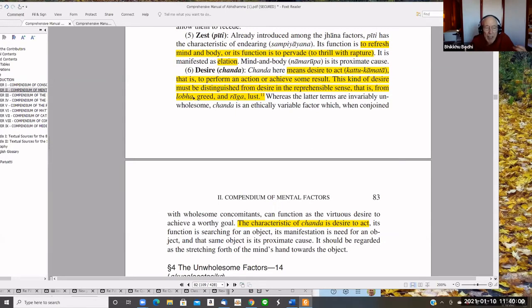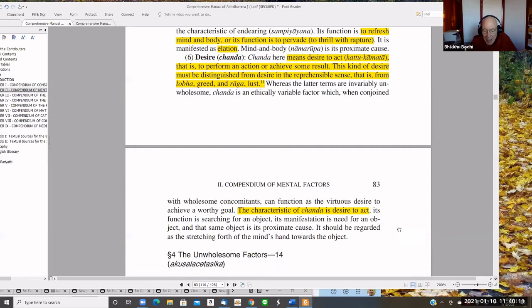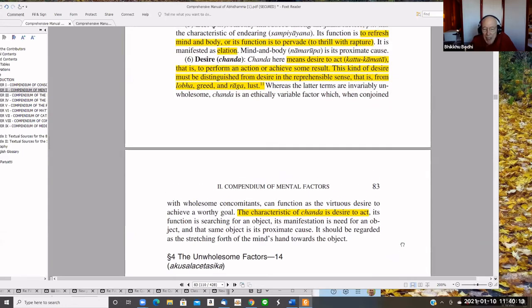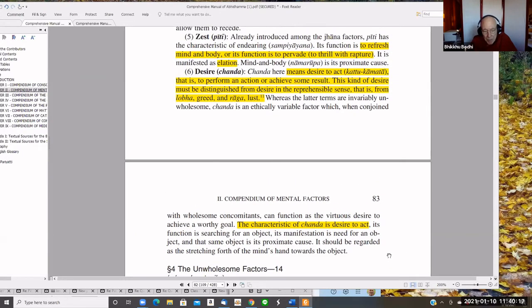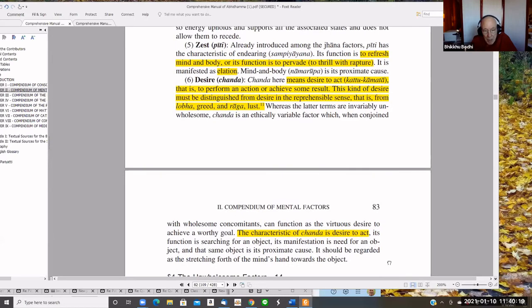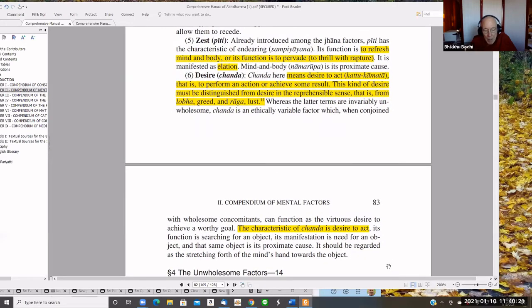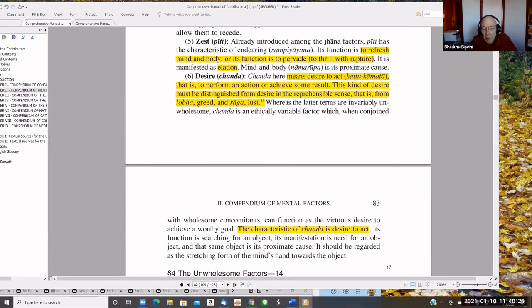Craving, greed, lust, those are always unwholesome factors. So chanda is an ethically variable factor, simply the desire to act to achieve a particular result. Okay, maybe I'll go through the unwholesome factors and then we could take some questions.